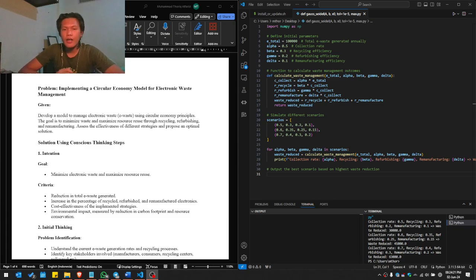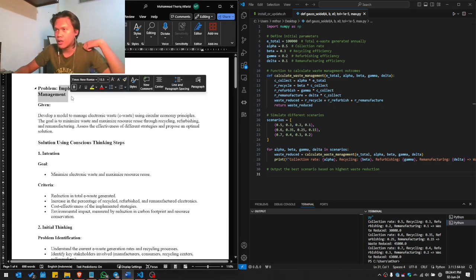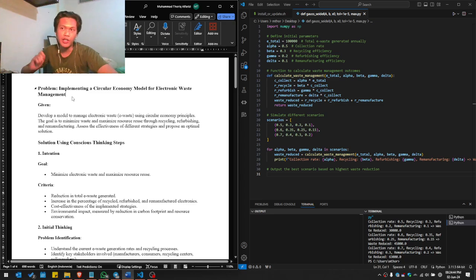220605525. And in this video, I will explain and try to solve an example problem of circular economy. So, we have a problem which is implementing a circular economy model for electronic waste management, or e-waste management. The problem given is to develop a model to manage electronic waste using circular economy principles.